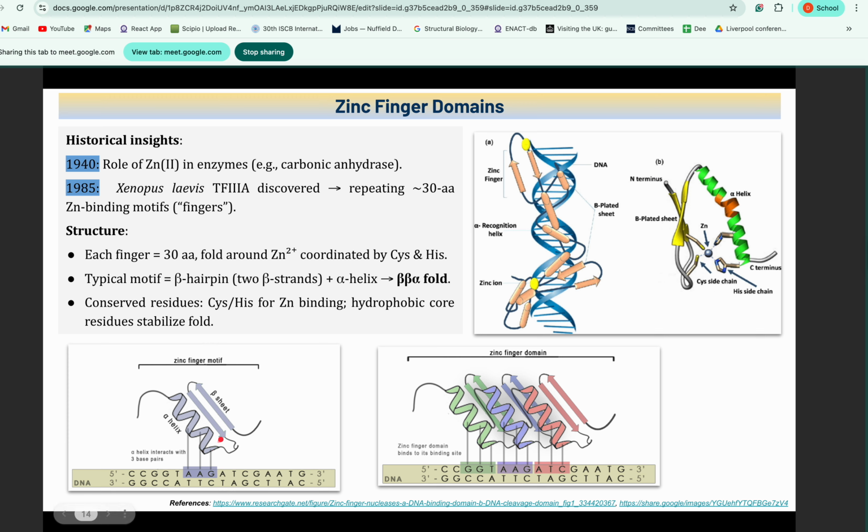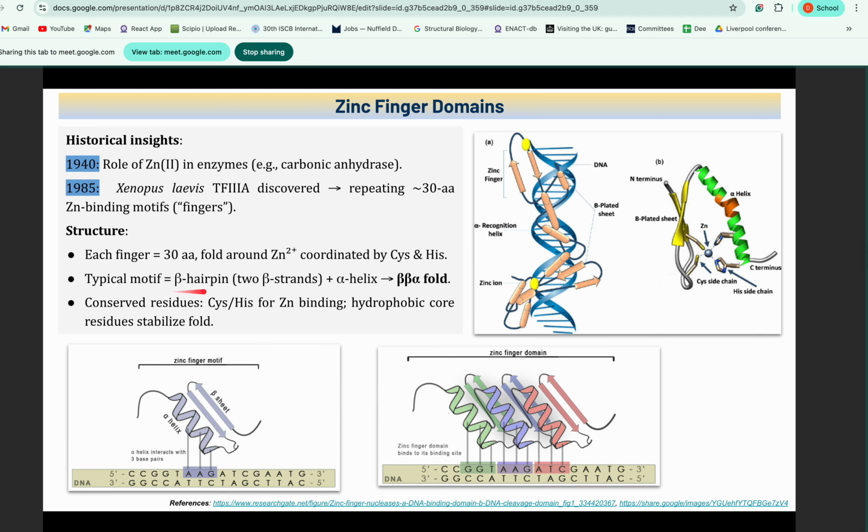And in these alpha helices, there is a region with two cysteines, and in the next slide we'll see where the cysteine and histidine are present and how they interact. In this case, it interacts with the zinc ion in between. These are the cysteine side chains, two cysteines and two histidines. They're interacting with the zinc ion.